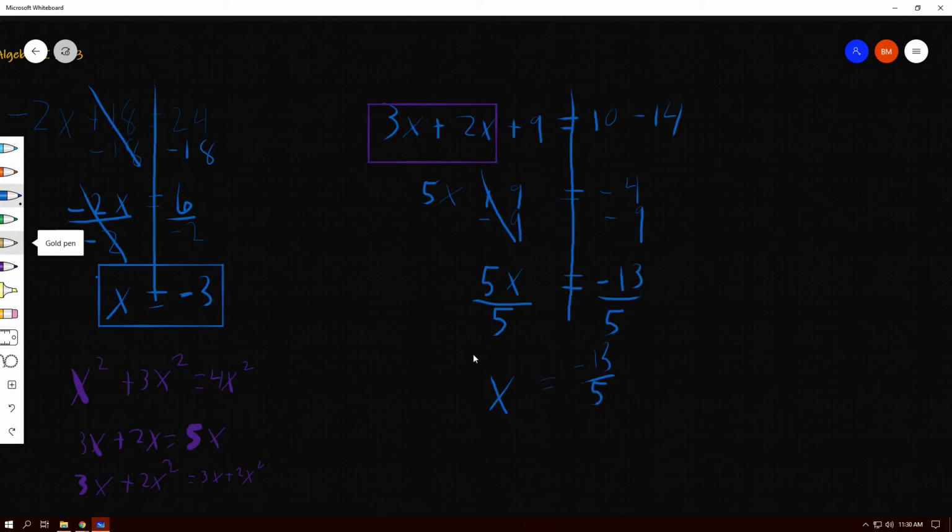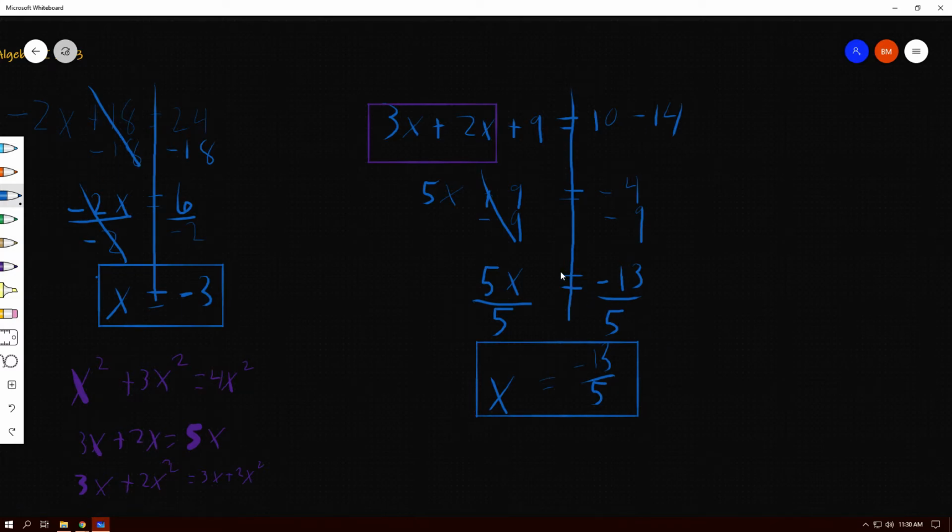If you plug the negative 13 divided by 5 in a calculator, you're going to get some decimal, negative 2 point something. We don't need that decimal. It's fine. We can leave it as negative 13 over 5. It's not a pretty answer, but we will learn to accept the fact that many of our answers will not be pretty. All right. So x equals negative 13 over 5 is an acceptable answer.